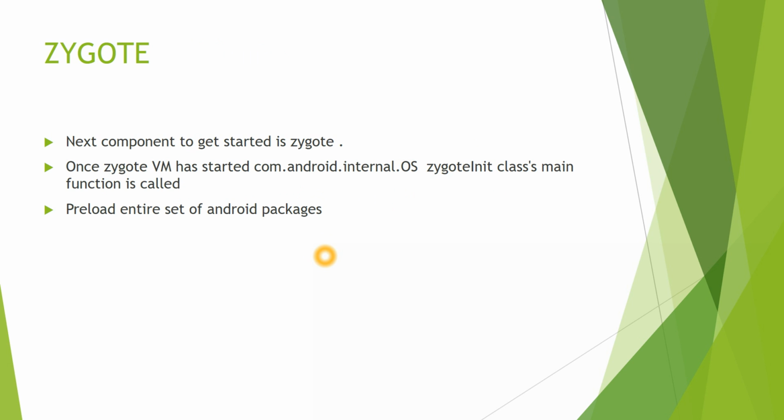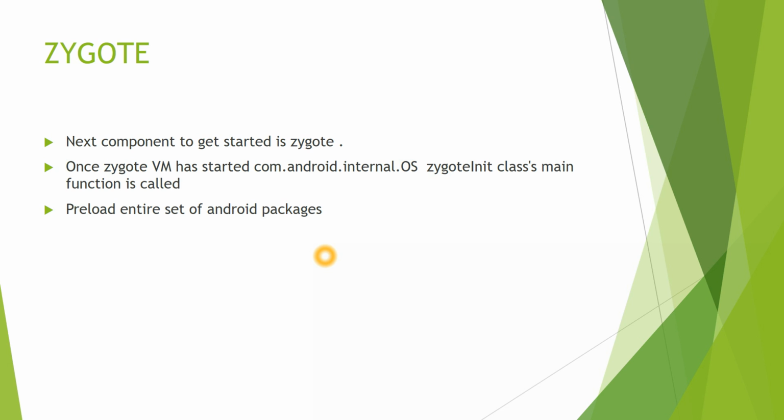The next building block is Zygote. Zygote is started by Activity Manager. As I told previously, Service Manager is the first service to get started. Once Service Manager has started, Activity Manager will get started. Once this Activity Manager is started, it will invoke, or start, the Zygote.